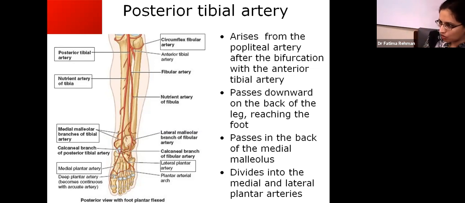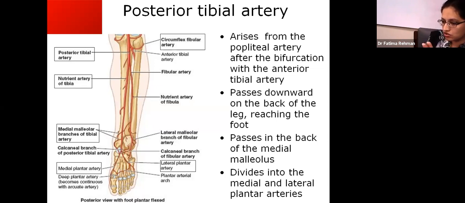Then this posterior tibial artery descends down on the back of the leg and reaches the foot. Once it reaches the foot, it passes behind the medial malleolus, and it terminates by dividing into the medial and lateral plantar artery, which gives the blood supply to the sole of the foot by forming the plantar arterial arch.